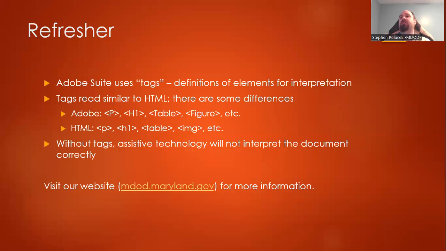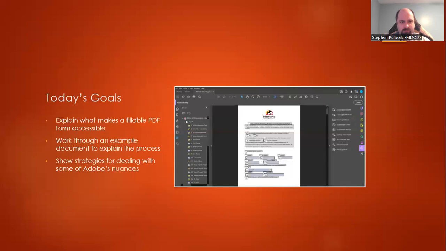There's a lot of material out there for you. So now let's talk about today and what we're going to be doing. So the first thing is we want to explain what makes a fillable PDF form accessible. Then we're going to work through the example document to explain the process from start to finish, or as close as we can get within today's time, and then show strategies for dealing with some of Adobe's nuances.